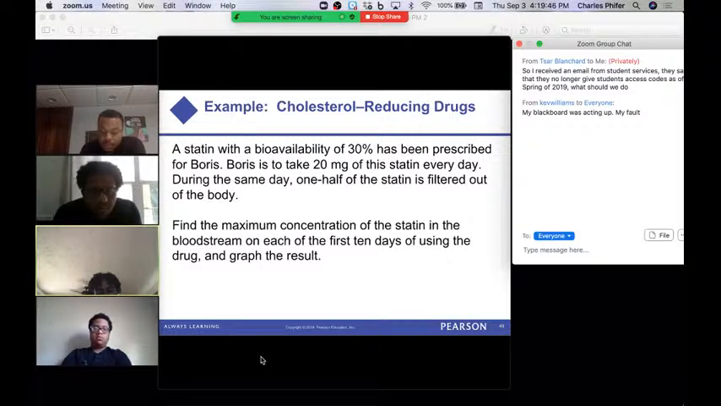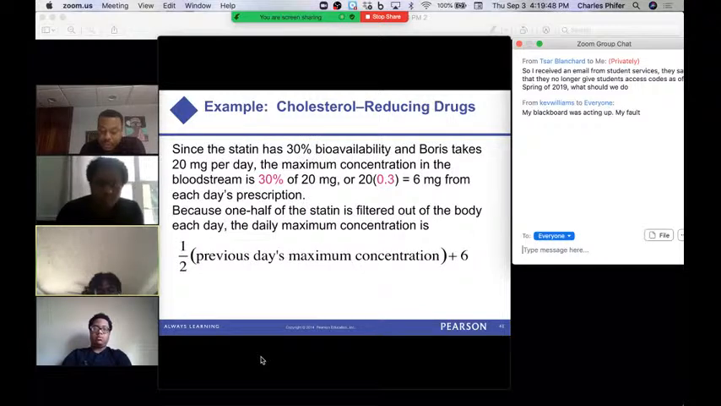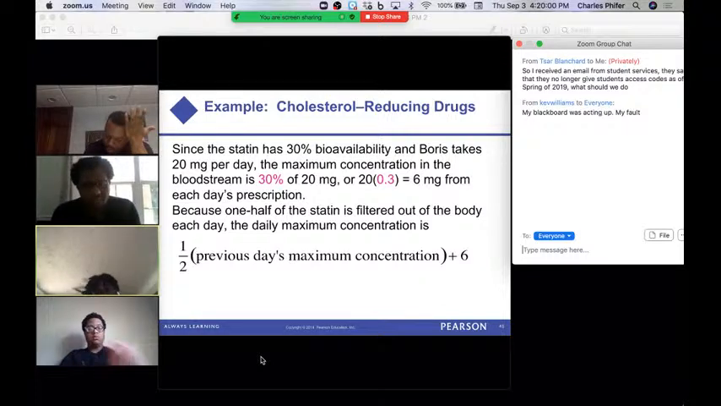Let's kind of go forward. Okay, since the statin has a 30% bioavailability and Boris takes 20 milligrams per day, the maximum concentration in the bloodstream is going to be 30% of the 20 milligrams. Okay, so 6 milligrams. So if he takes the 20 milligrams a day, 30% is going to be available in the bloodstream. After 24 hours, half of it's going to be filtered out. So half of the previous day's concentration plus 6. Okay, so we have this function for the statin, right?